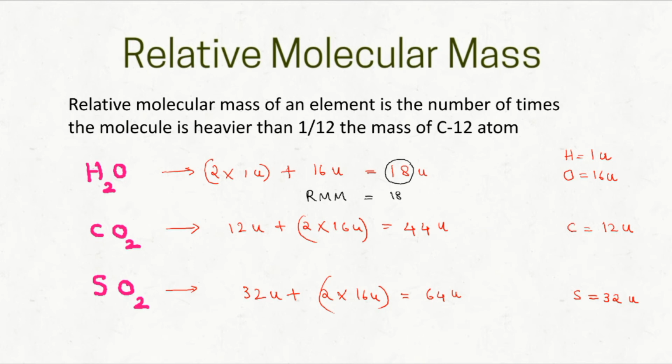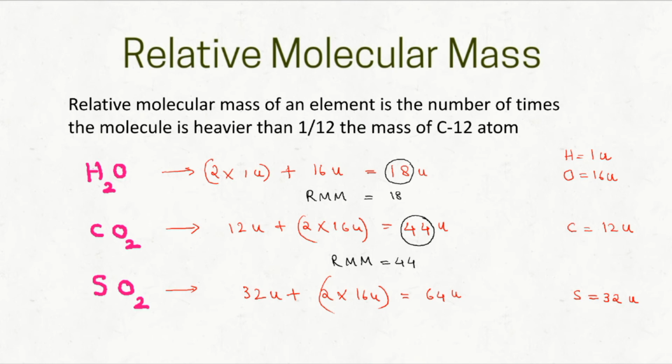Got it? Yes. What will be the relative molecular mass of carbon dioxide? That will be equal to 44 only. Again, what does it mean? One molecule of carbon dioxide is 44 times heavier than 1 AMU. 1 AMU means 1 nucleon. In carbon dioxide together 44 nucleons are present.